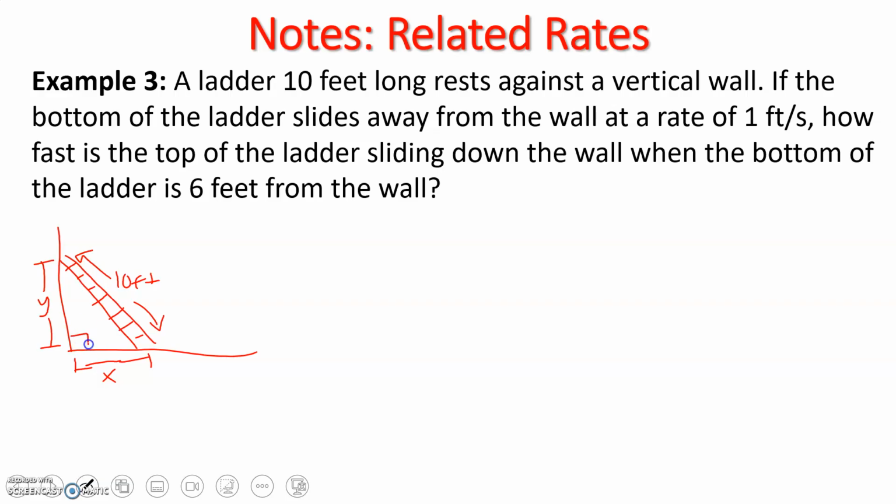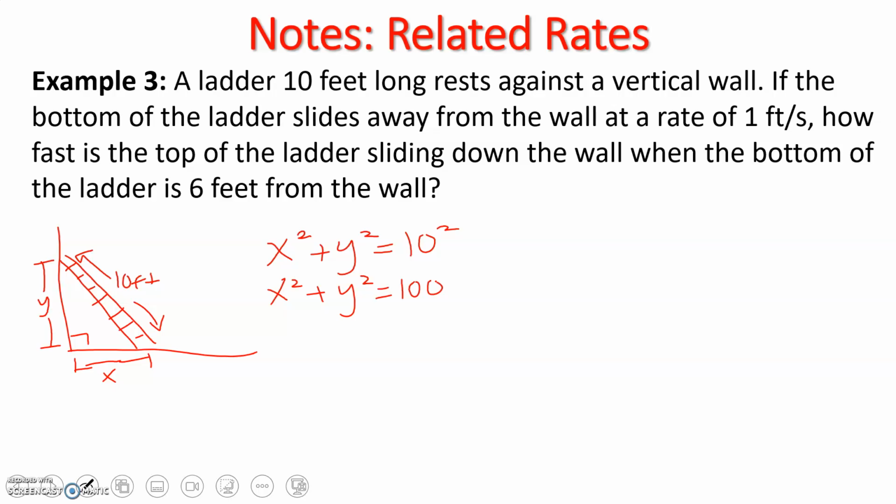Now, we can see that this is a right-angled triangle. So we know the relationship between the sides is given by the Pythagorean theorem. Leg squared plus leg squared is the hypotenuse squared. In other words, x squared plus y squared is equal to 100.